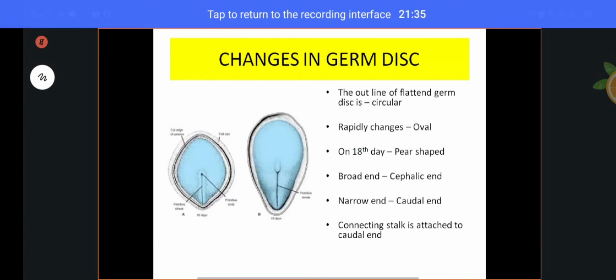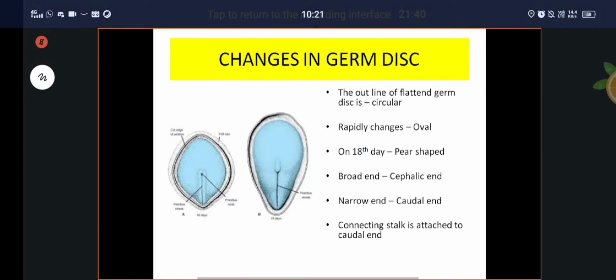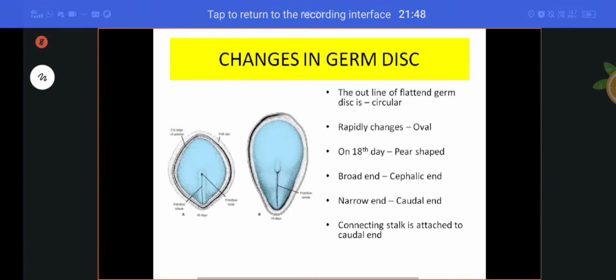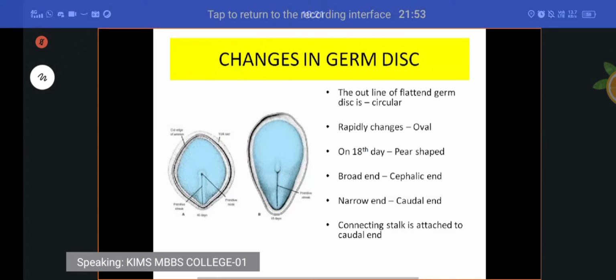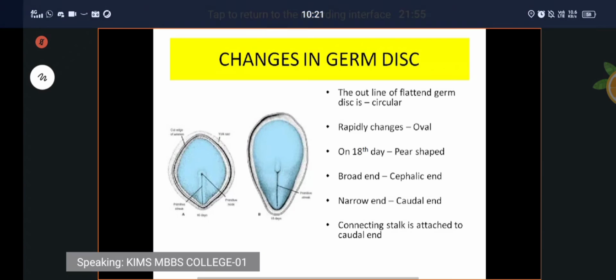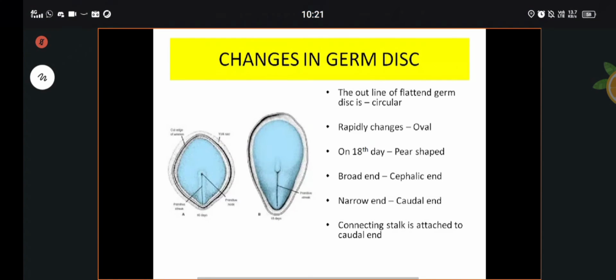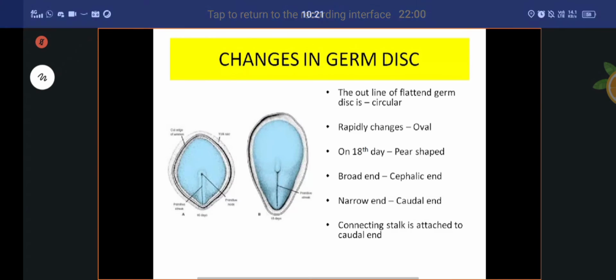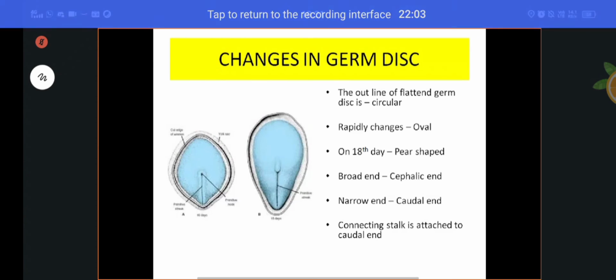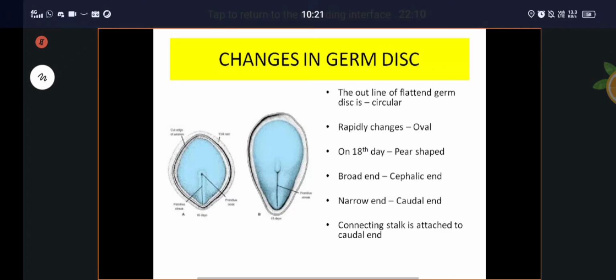And we will see changes in this germ disc as well as the changes in the trophoblast also. First, we are seeing the changes in the germ disc in the third week of development. Like the outline of this flattened germ disc, this is circular first, and then rapidly it will be changing into an oval shape. And later on the 18th day of development, this oval-shaped germ disc will be converted into pear-shaped. See in these diagrams, you can see the changes like oval shape as well as pear shape.